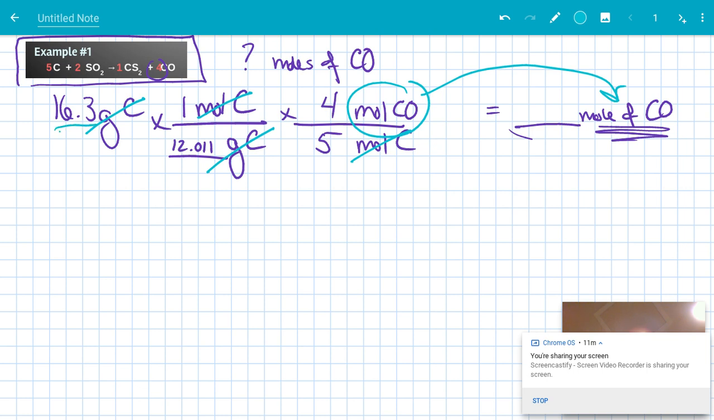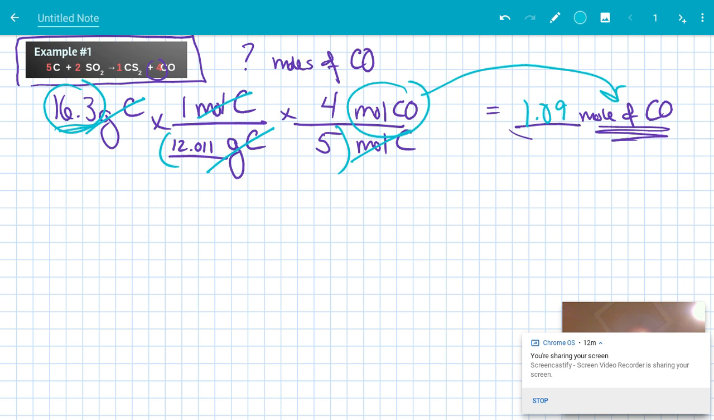So I would do 16.3 times 1, times 4. I'm going to enter that into my calculator. 16.3 times 4. And then I divide by anything that's on the bottom. I have 2 things on the bottom. I've got 12.011 and I've got 5. So I'm going to put that in parentheses. 65.2 divided by, parentheses, 12.011 times 5, close parentheses. And then I hit equal, and the answer is 1.09. Now, just a quick reminder about significant figures.